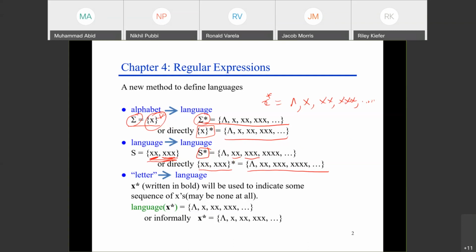You can do this on a single letter also, like you have X star, and it will be used to indicate some sequence of X, maybe none at all. So now if I have the language X star, it means this, as I just explained here, informally. When we do not need to write the word language every time, because we know that this is a language, we do not need to write the brackets either. So we informally write X star, and we are saying that this is equal to this, and that's it.